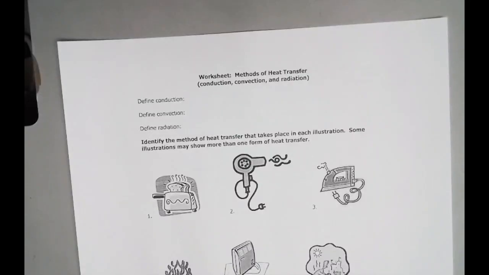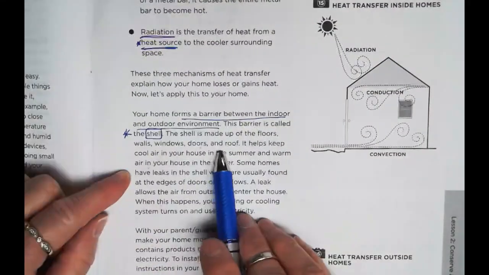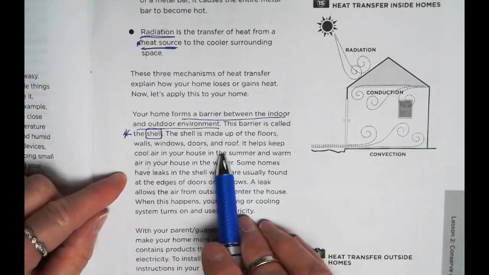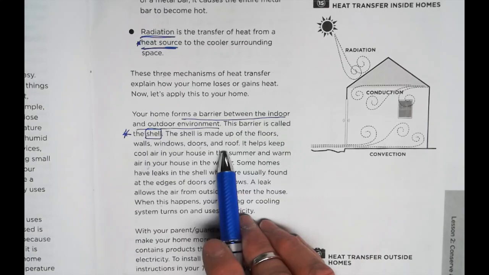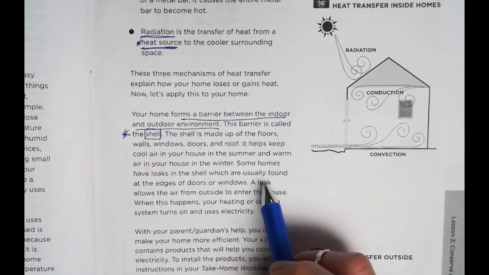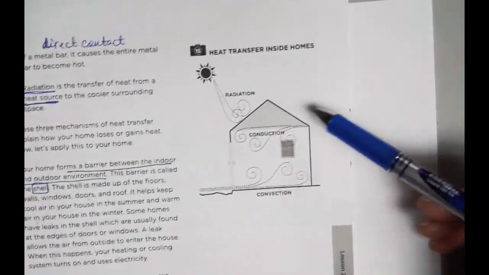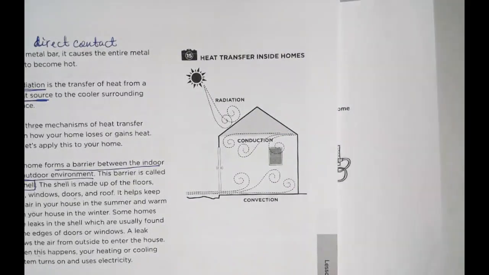All right, so remember yesterday when we were talking about the shell of your house, okay? Your biggest expense goes to heating and cooling all of that space and keeping the shell free from leaks, right? Do you remember that? Okay, so we're going to talk about conduction, convection, and radiation. We're going to go over that again, okay?